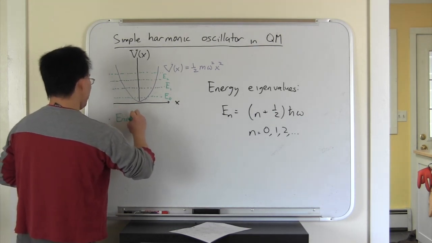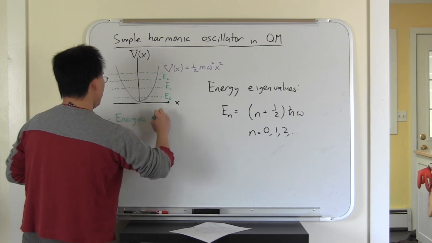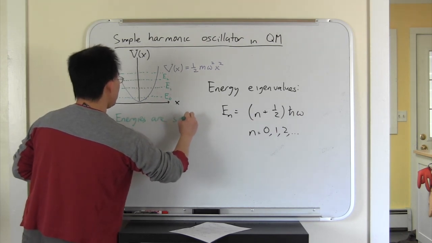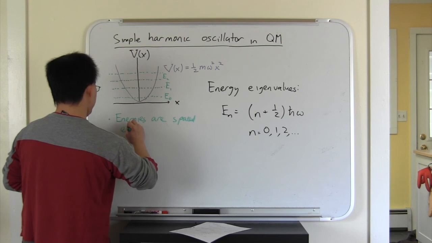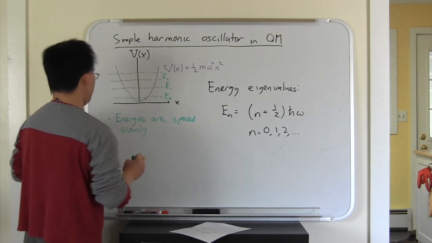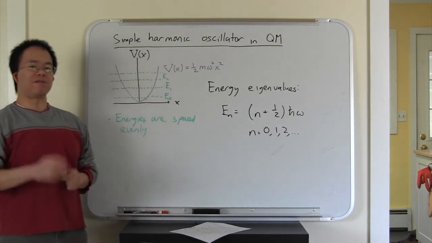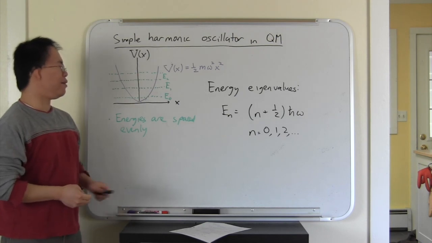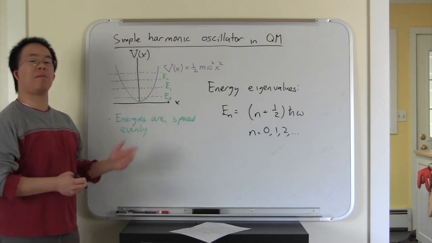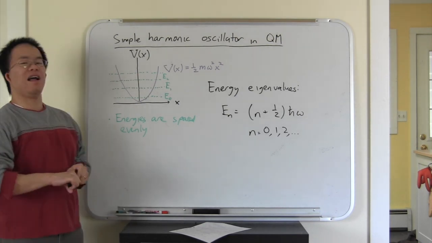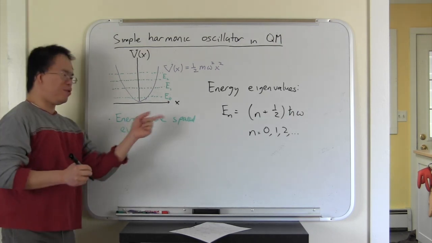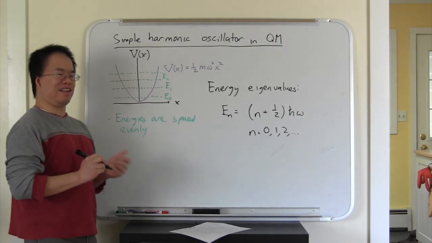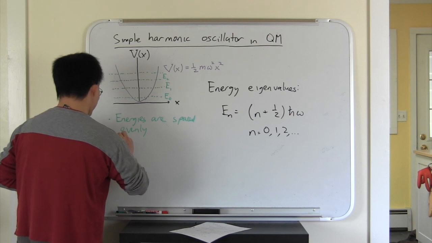Energies are spaced evenly. Another tricky thing about the simple harmonic oscillator energies is that you start counting from n equals 0. Careful.